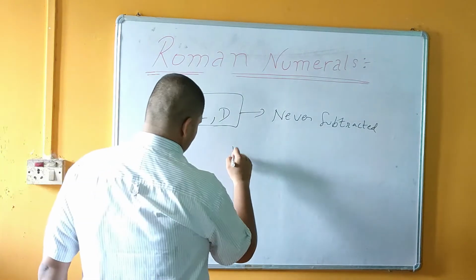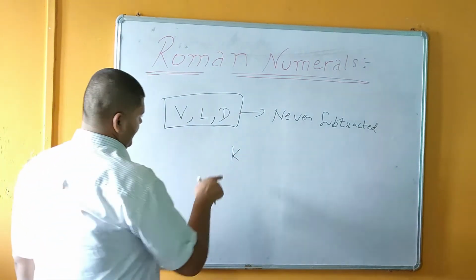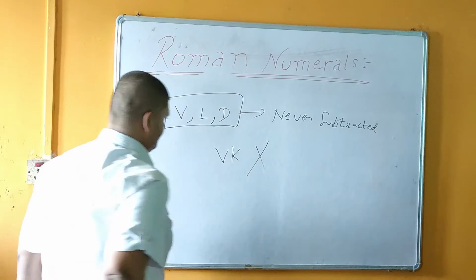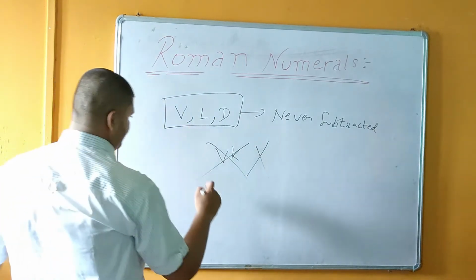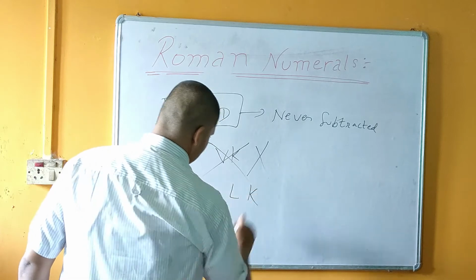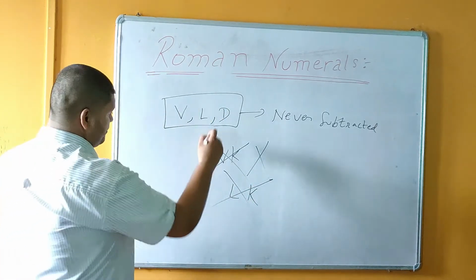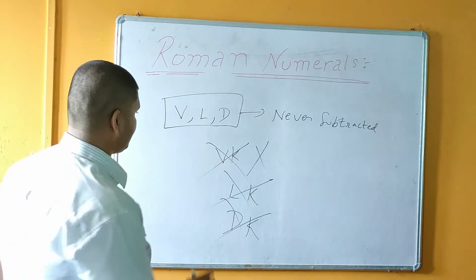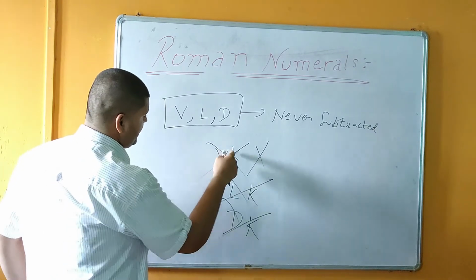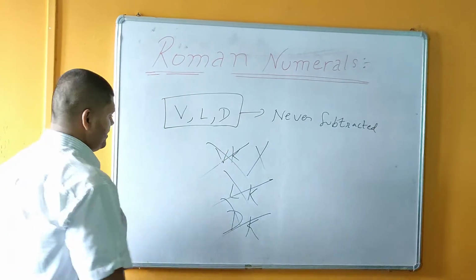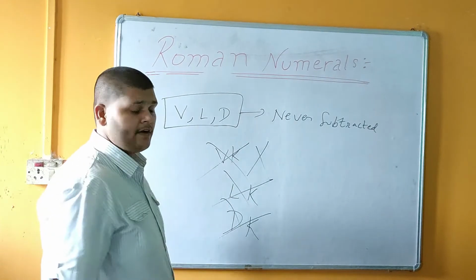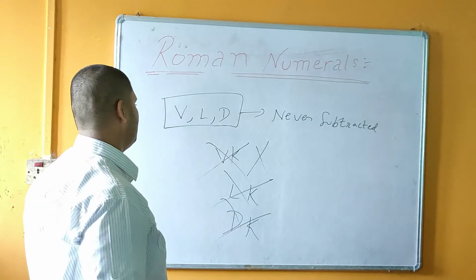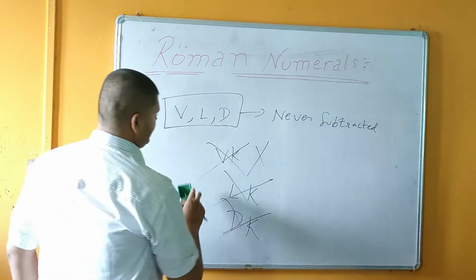For suppose I take this 1000, K, and I want to subtract this V. If you write this VK, it will be wrong. You cannot write this one. If you write LK, this one is also wrong. If you write DK, this one is also wrong. You cannot subtract. That means you cannot write this V on the left hand side of any greater value symbol. This L you cannot write on the left hand side of any greater value symbol. This D also you cannot write on the left hand side of a greater value symbol. Okay, this is all about V, L, D.